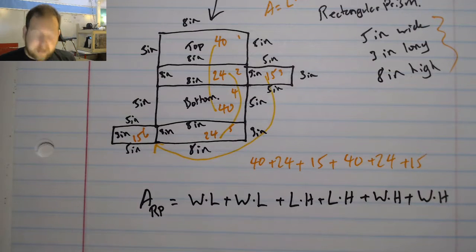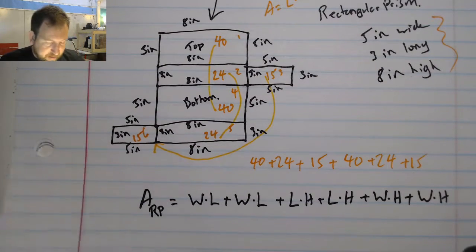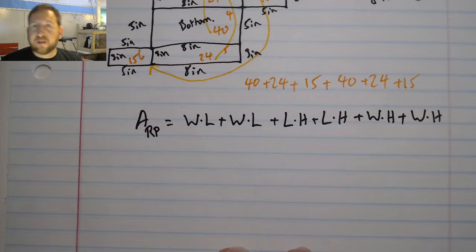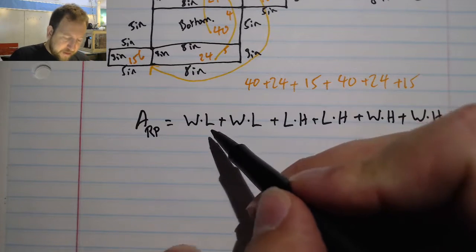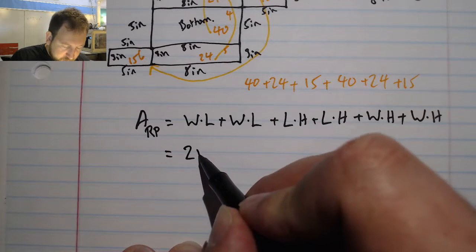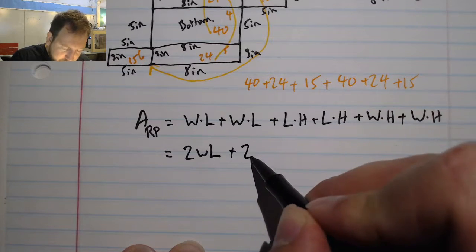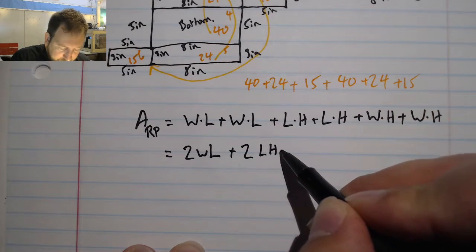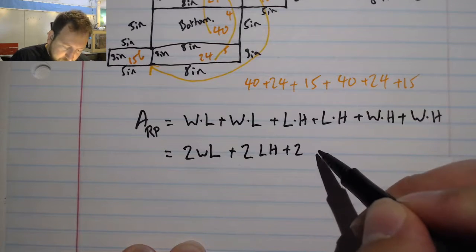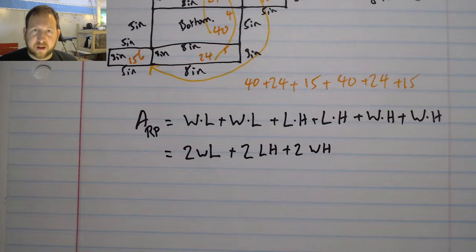In this case, I can see that I have all possible sides being multiplied by each other. I hope that makes sense. What I can do then with my formula is simplify it down, because width times length plus width times length is actually 2 width times length, plus 2 length times height, plus 2 width times height. And this is going to be the formula that I'm going to use in order to find the surface area of any possible rectangular prism.